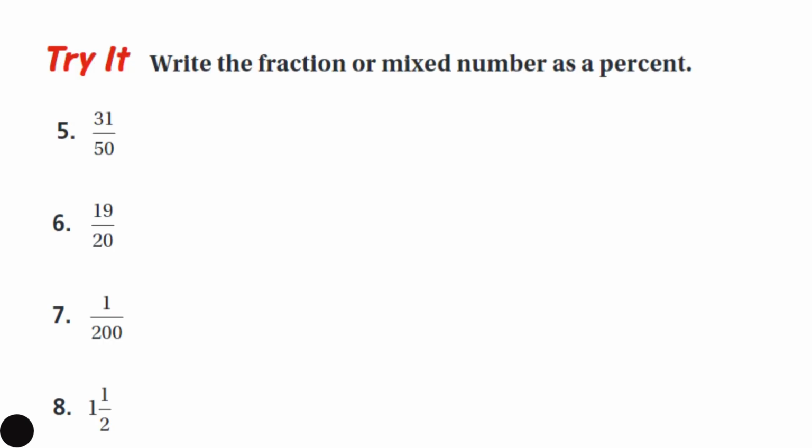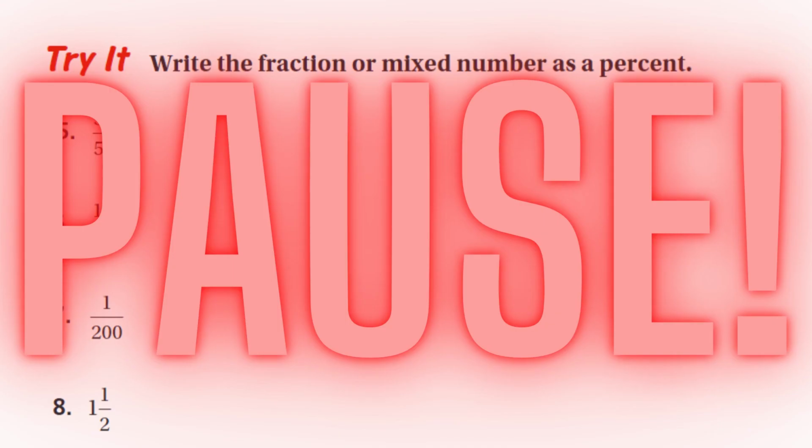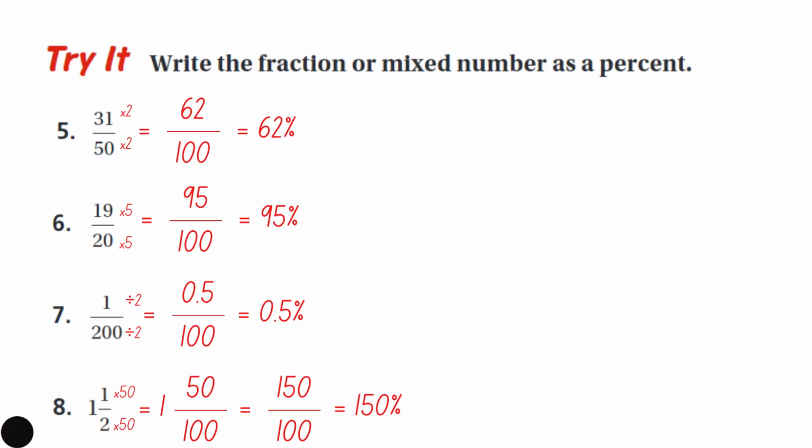Now you try it. Pause the video and try writing these fractions or mixed numbers as a percent. Here are your answers. Number 5 is 31 over 50. If we multiply both by 2, we get 62 over 100 for 62%. Number 6 is 19 over 20. If we multiply both by 5, we get 95/100ths, which is 95%.